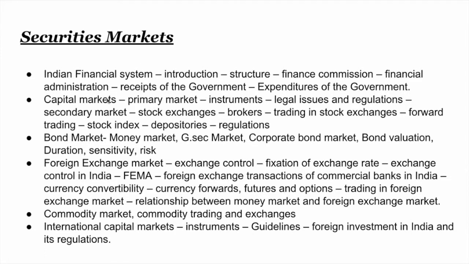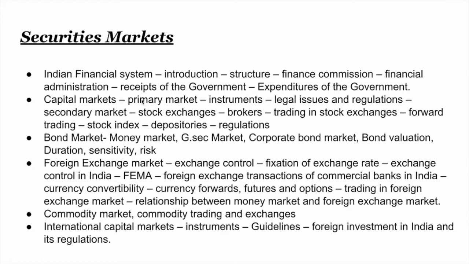Next main topic is the capital markets. Capital markets can be divided into two parts. The first one is the primary market, and the second is the secondary market. The primary market is the market in which the company, for the first time, initiates its initial public offering to the public. Investors invest their money in the IPO, and it is called the primary market.